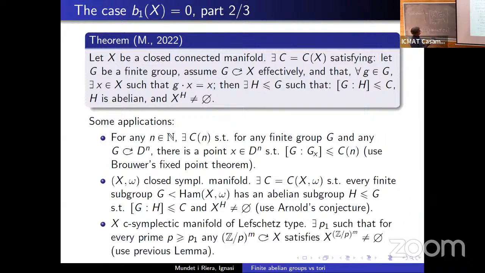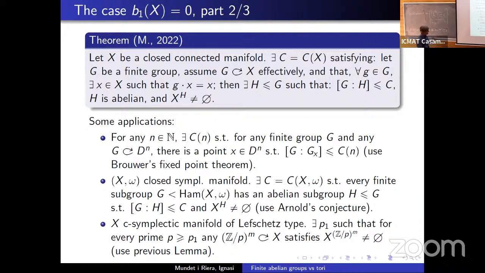In our case, we are going to use this theorem for abelian groups. So we are sort of going to use only half the theorem. And the consequence is that if X is a symplectic manifold of Lefschetz type, keeping the assumption that b1 of X is equal to 0, then for a sufficiently big prime P, if you have an action of Z mod P to the M on X, then this action is going to have a fixed point, a point fixed by all the elements of the group. Here I don't say that there is a point fixed by the entire G. Here I say that there is a point fixed by the entire group.